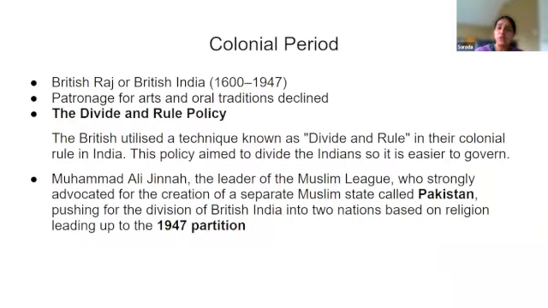Now we come to the colonial period, which lasted for almost 300 years. It was called British Raj because it was the rule of the Britishers, lasted from 1600 to 1947. Around this time, the patronage for art forms and oral traditions had declined, primarily because there was no funding for these artists, there was no interest in the religion. The kings started to lose their power, so there was no money to pay for the arts.